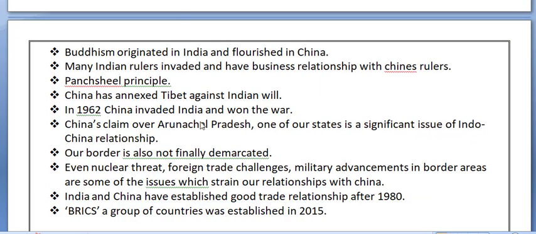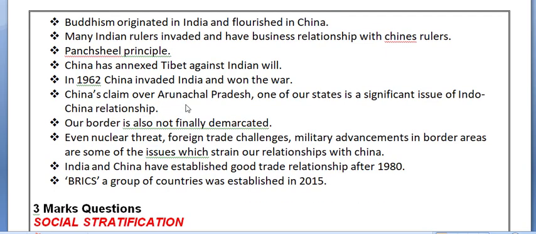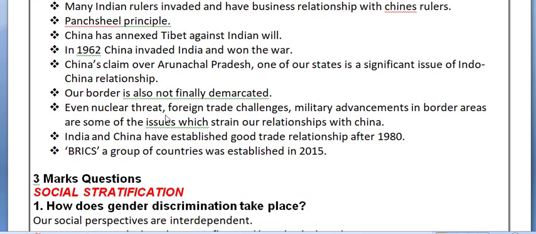Panchashila principle. China has annexed Tibet against India's will. In 1962, China invaded India and won the war. China's claim over Arunachal Pradesh, one of our states, is a significant issue of Indo-China relationship. Our border is also not finally demarcated. Even nuclear threat, foreign trade challenges, military advancements in border areas are some of the issues which strained our relationship with China. India and China have established good trade relationship after the 1980s. BRICS, a group of countries, was established in 2015.